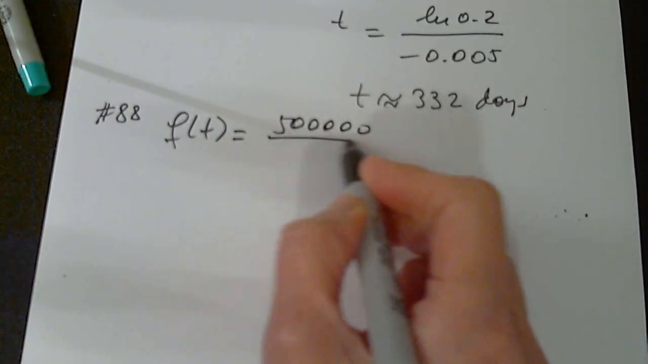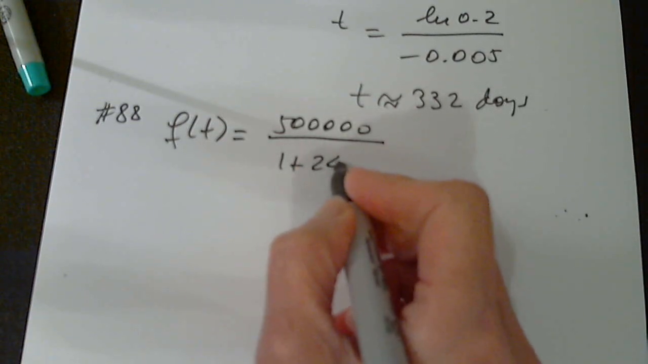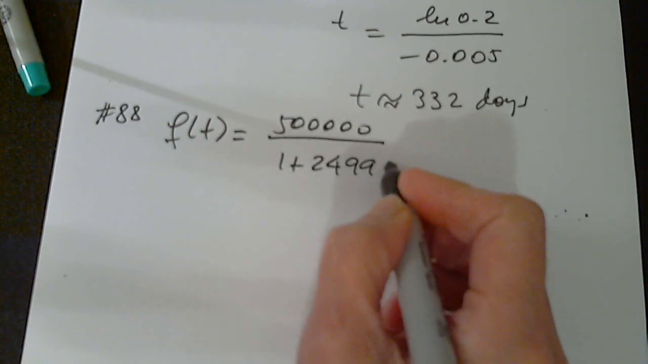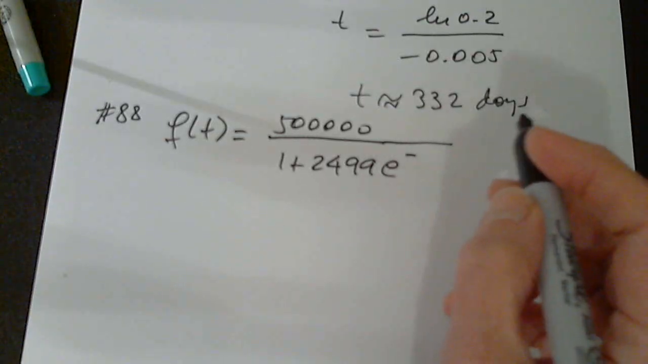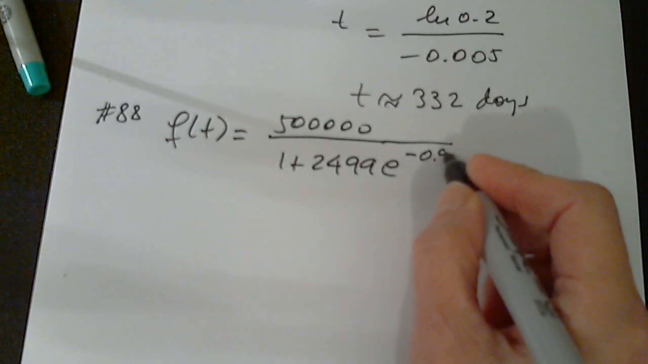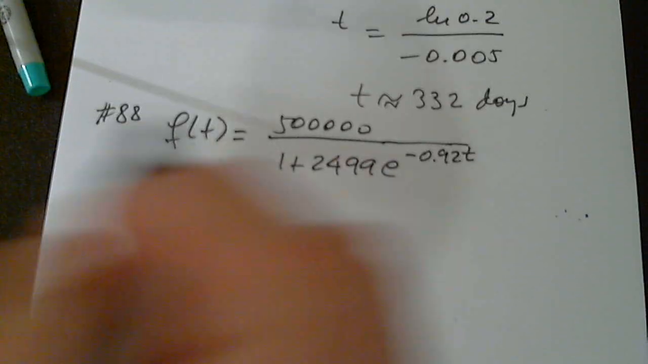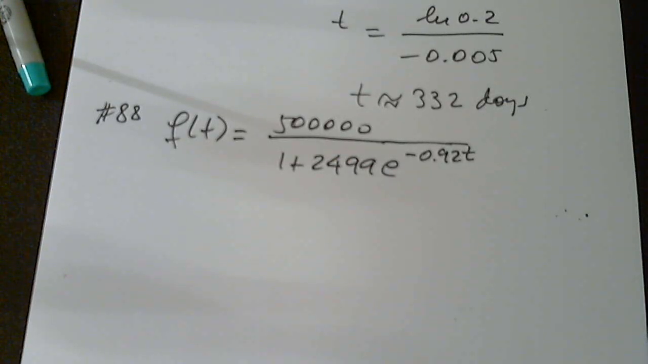500,000 divided by 1 plus 2,499 e to negative 0.92 t. Okay, so they are giving us the function. We have to read carefully the measurement units for each. Models the number of people in a city who have become ill with the virus t weeks after its initial outbreak. We had a very similar problem last time. So t is in weeks.